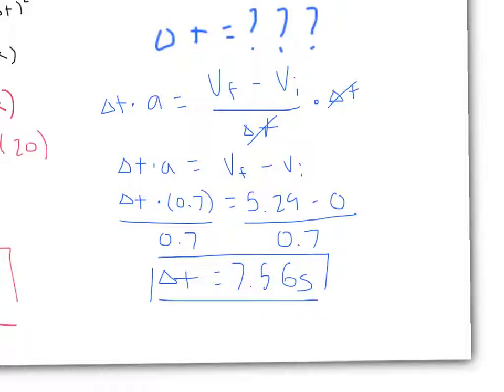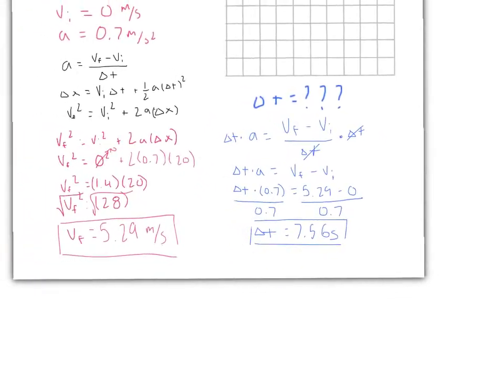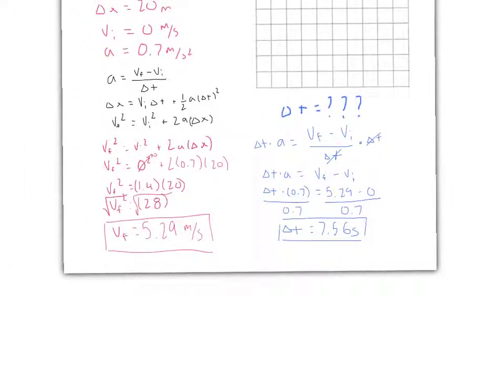So if you want to rewrite this as a sentence, you can, but our two answers are as follows. We have v final is equal to 5.29 meters per second, and delta t is 7.56. It is good to box your answer, so it's easy to find. And now we'll move on to the next question.